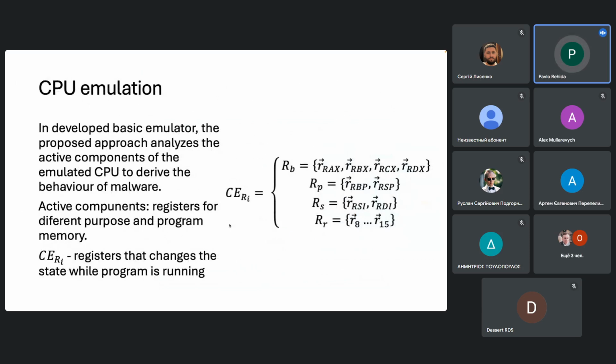The developed emulator incorporates emulation of four sets of registers used for different purposes, such as the primary pointer register, string register, and general purpose registers. Additionally, it emulates the program memory, which is crucial for executing programs. All these components can be classified as active components from the point of view of executing programs, because their state changes while the program is executing low-level instructions on the central processing unit.